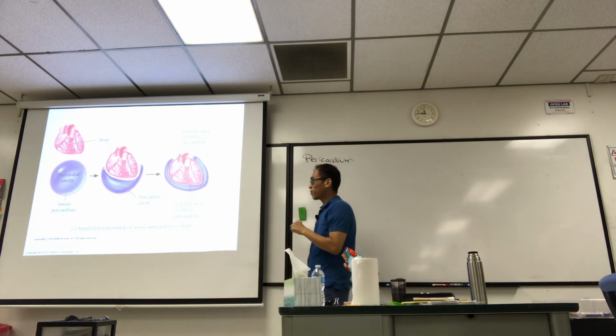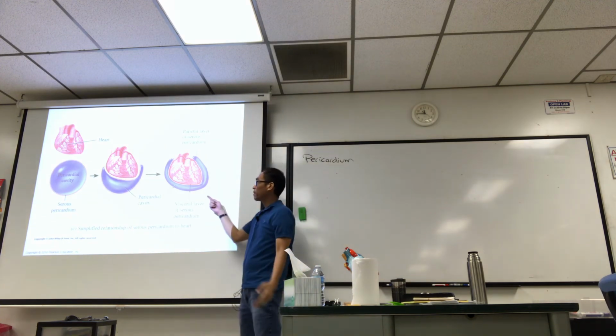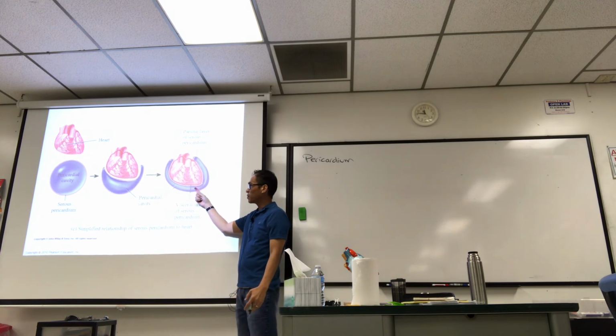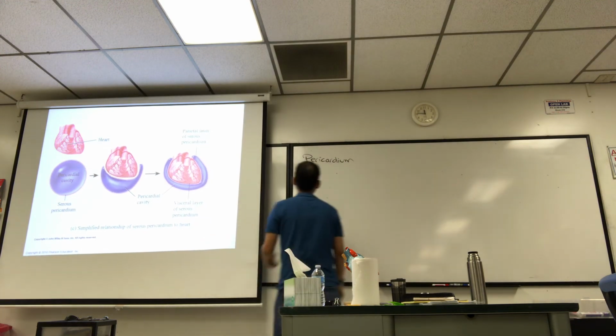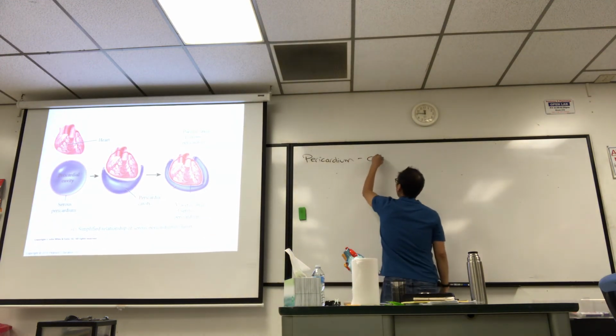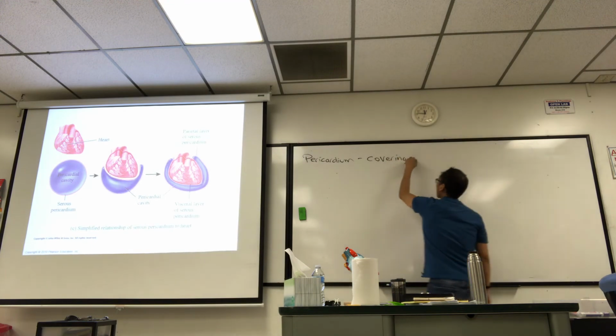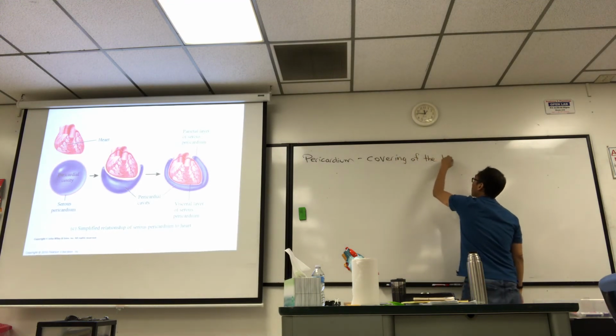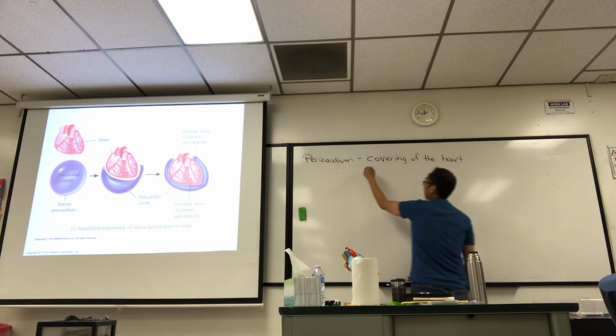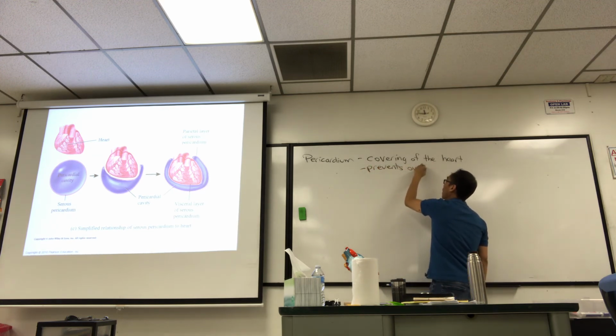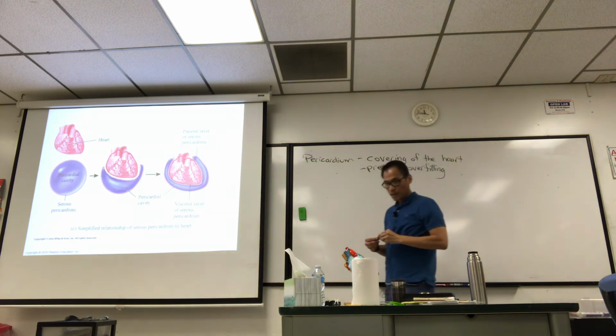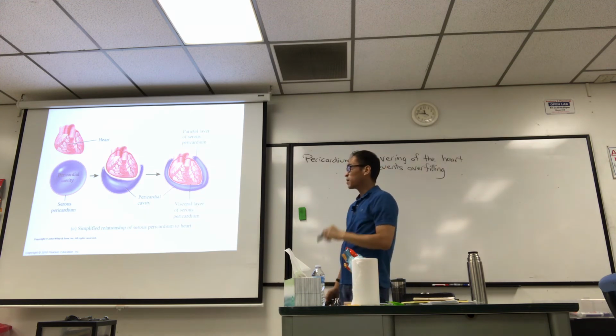So what we learned about this covering of the heart, there's a parietal and visceral layer, right? So it's double layer. The visceral layer is intimate with the heart. There's a fluid-filled cavity in between, then you have the parietal layer. So all right, it's a covering of the heart. It prevents overfilling. And it's also attached to the heart itself.